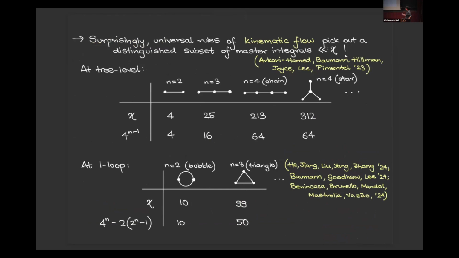But surprisingly, as Austin taught us on Tuesday, the universal rules of kinematic flow pick out a distinguished subset of master integrals, which is much lower than the Euler characteristic. So going back to the three-site at tree level, as we will soon see, there are 25 bounded chambers, and hence we should naively associate 25 FRW forms. But we see that the physical DEQ system closes to a much lower number of 16. And this drastic simplification gets enormous at higher multiplicities and persists even at loop order.